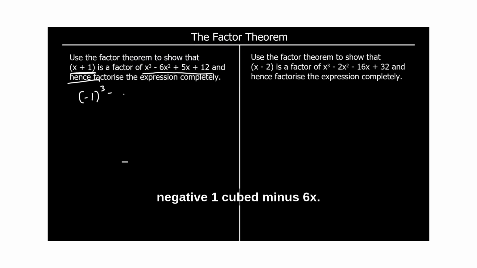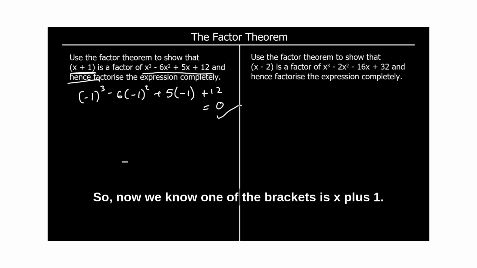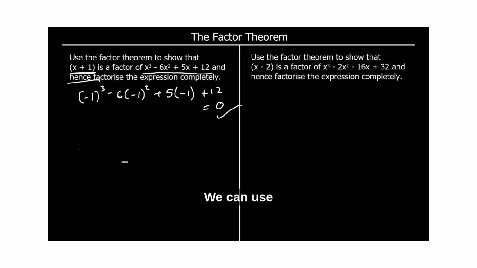So negative 1 cubed minus 6 times negative 1 squared plus 5 negative 1s plus 12. That's negative 1. Take away 6, negative 7. Take away 5, negative 12 plus 12. It equals 0. Therefore, it is a factor. So now we know one of the brackets is x plus 1. We can use long division to divide by x plus 1 and see what's left.